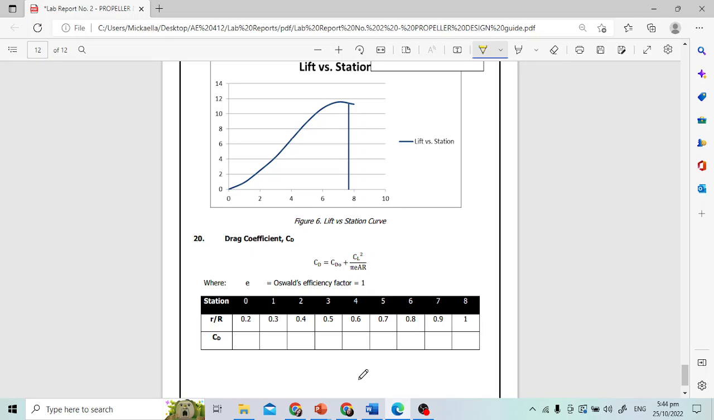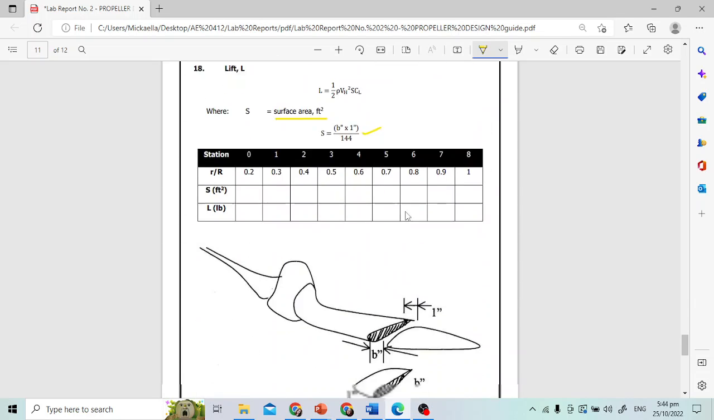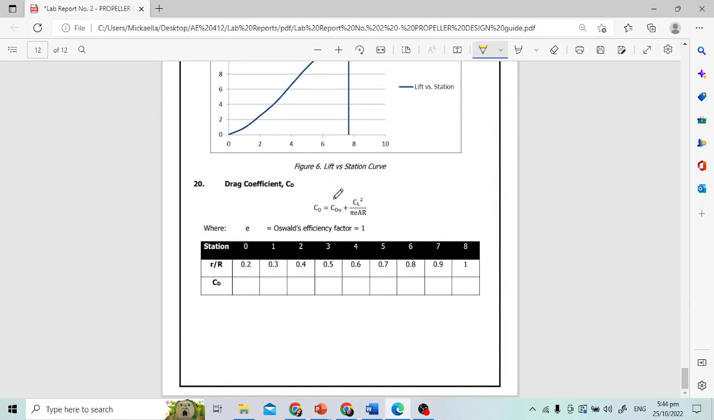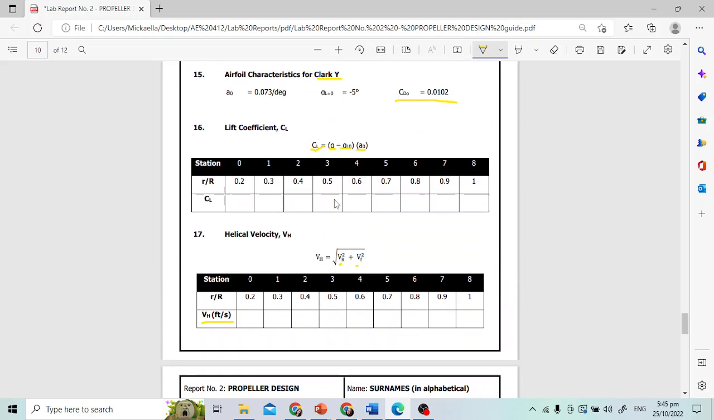So, simple lang din. To get CD, we need our CDO. Saan natin siyang makikita, diba? Minention ko kanina yun sa part 15. So, let's go back sa part 15. So, andun siya. Ayun. Okay. Again, uniform to lahat kasi pare-pareho tayong Clark Y yung gagamitin. So, now that you know where CDO would be coming from, syempre, the other parts pa nung formula. So, our CL would be coming from table 16, which is right here.